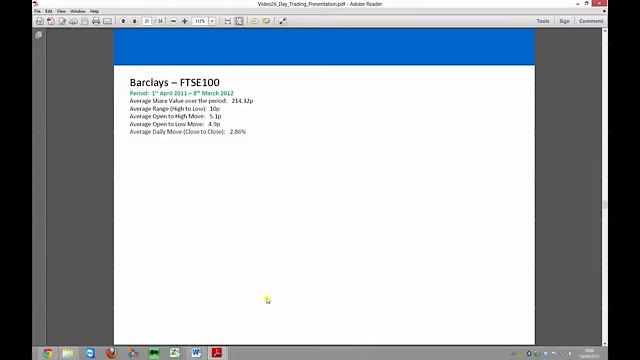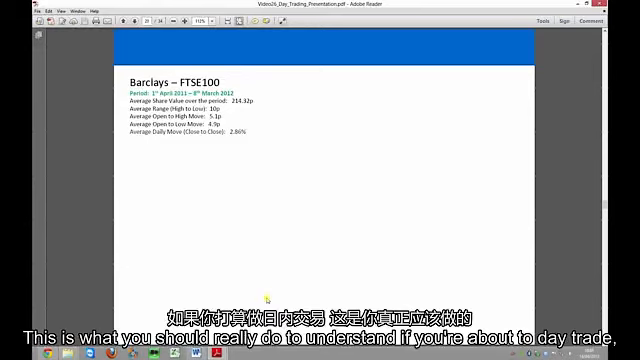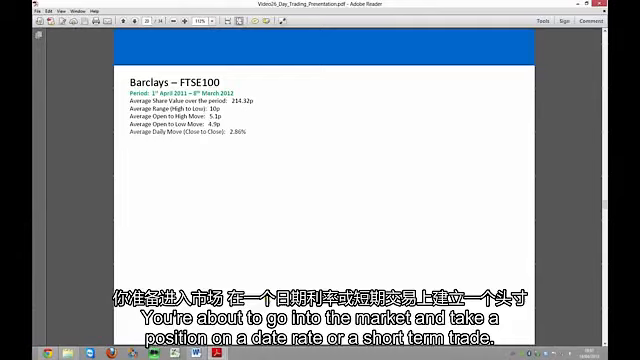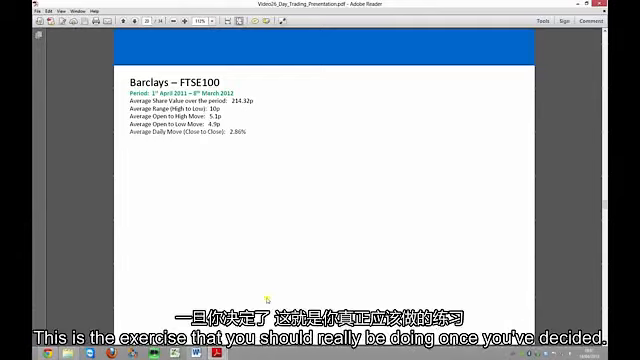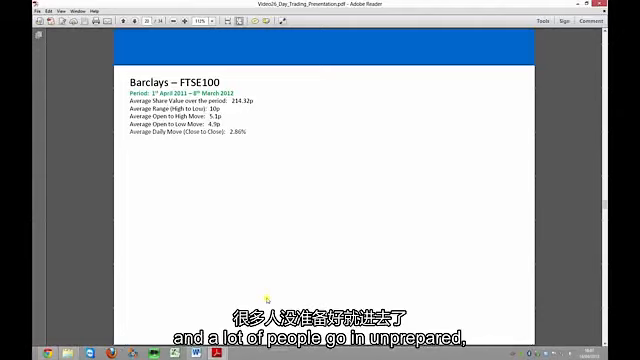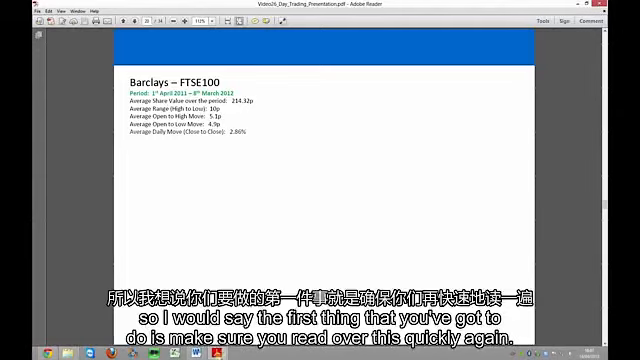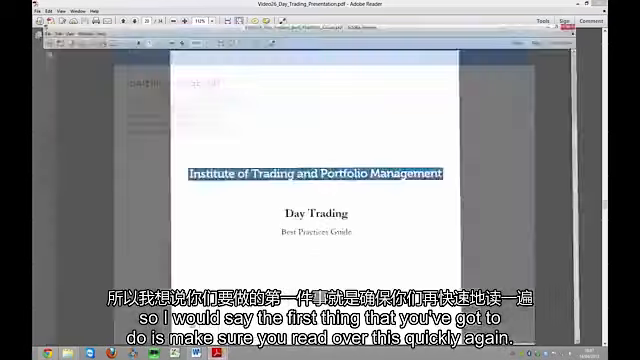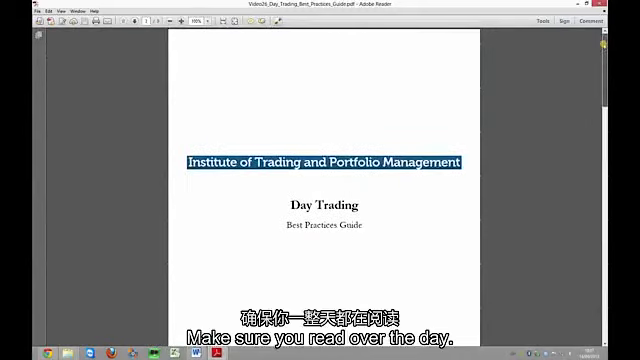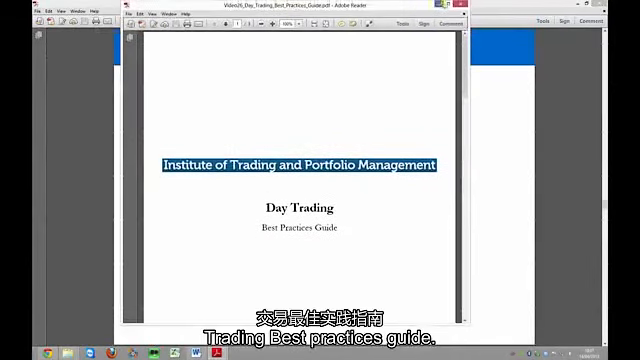So this is what you should really do to understand if you're about to day trade something, if you're about to go into the market and take a position on a day trade or a short-term trade. This is the exercise that you should really be doing once you've decided, okay, I'm going to day trade this asset now. And a lot of people go in unprepared. So I would say the first thing that you've got to do is make sure you read over this quickly again. Make sure you read over the day trading best practices guide.